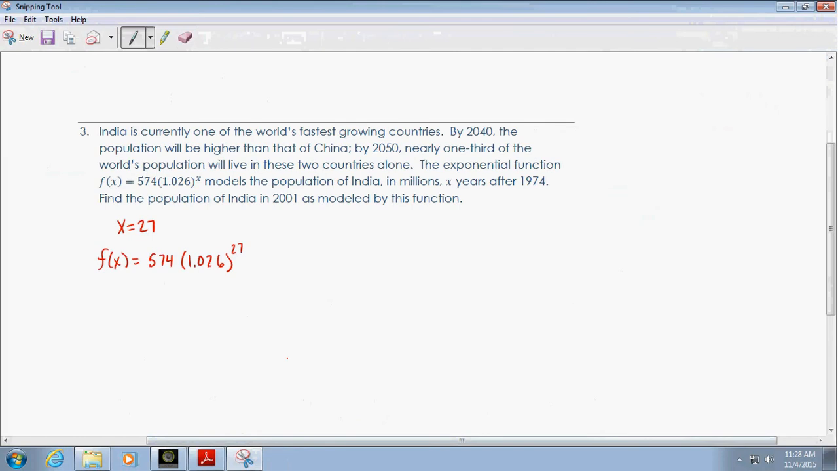Let's round it to the nearest million. So what will we get? So 1,148,000,000 people in 2001. 1.148 billion people. It's a lot of people. No, it's not hyperbole. That's realistic. India got a bunch of people.